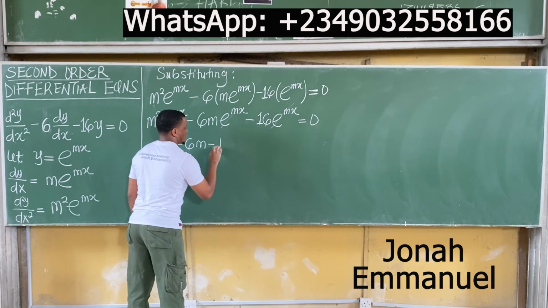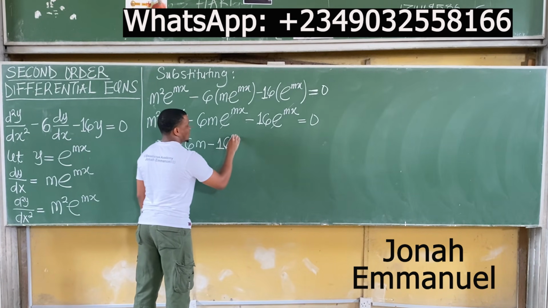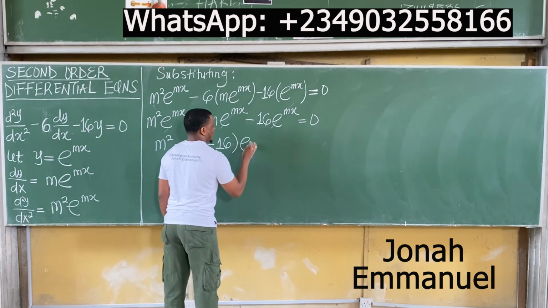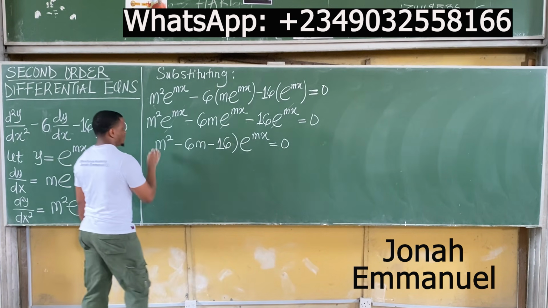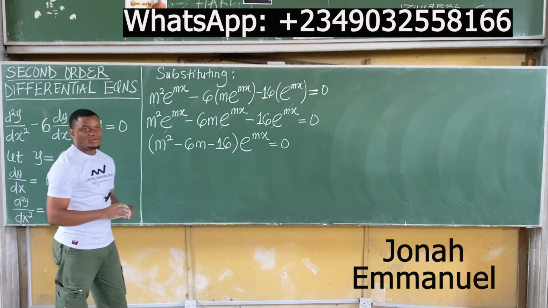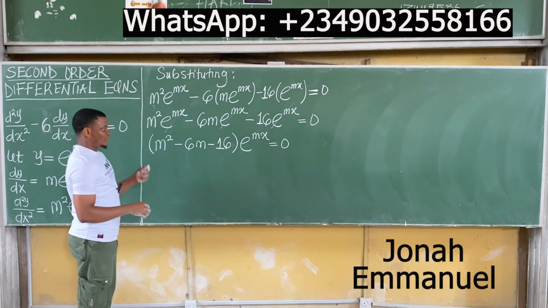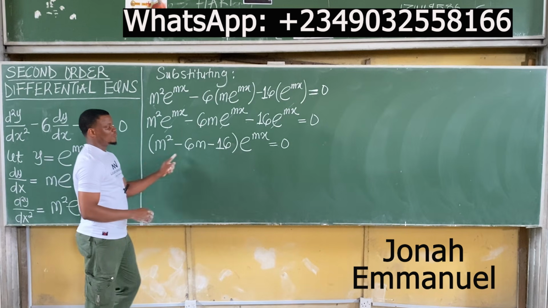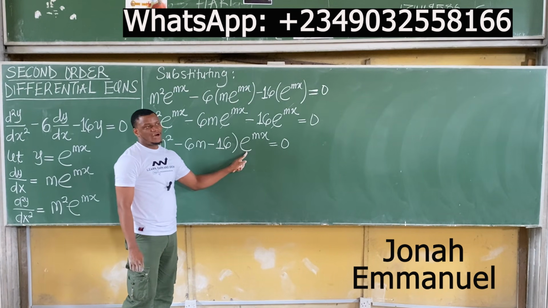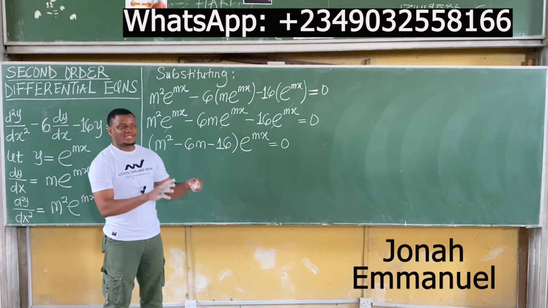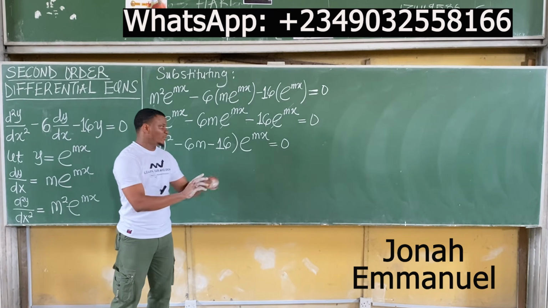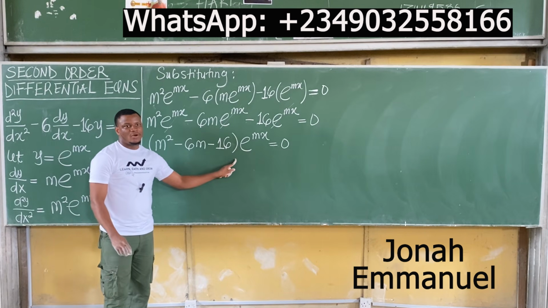This all multiplied by exponential mx is equal to 0. So basically, I have now factorized this. Of course, in this case here, this is what we call the auxiliary equation. When you factorize it, you have an auxiliary quadratic equation. This is the auxiliary quadratic equation.